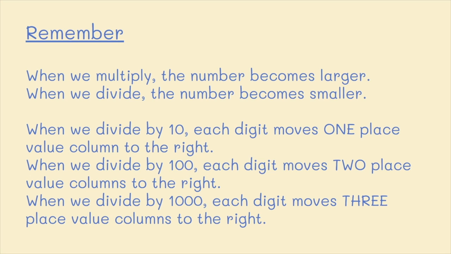When we divide by 10, each digit moves one place value column to the right. When we divide by 100, each digit moves 2 place value columns to the right. And when we divide by 1,000, each digit moves 3 place value columns to the right.